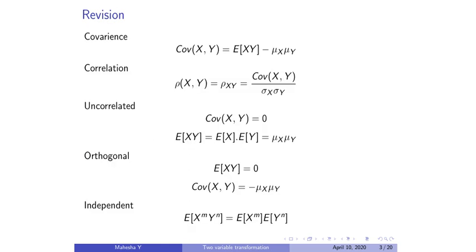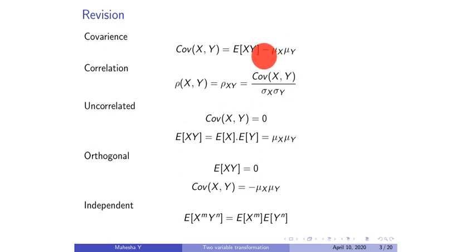So revising the last class topics, we have studied that covariance exists between two variables. Covariance of xy is expectation of xy minus mean of x into mean of y. Correlation coefficient is defined as rho of xy, which is covariance of xy divided by standard deviation of x into standard deviation of y. These two equations are very important.